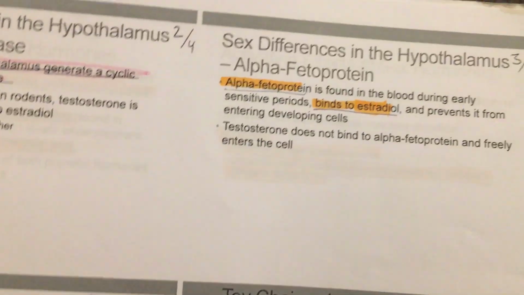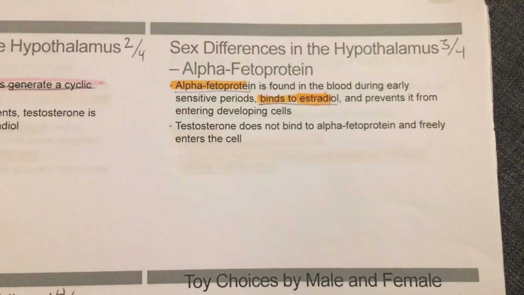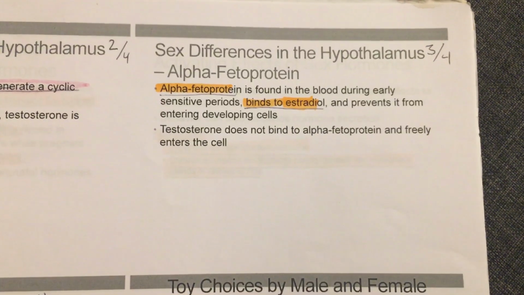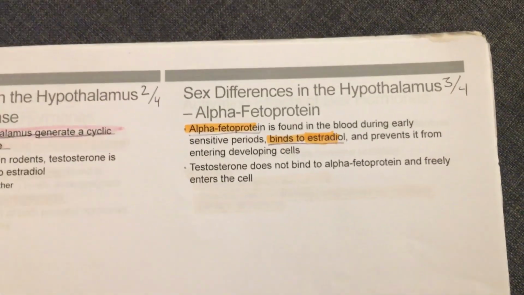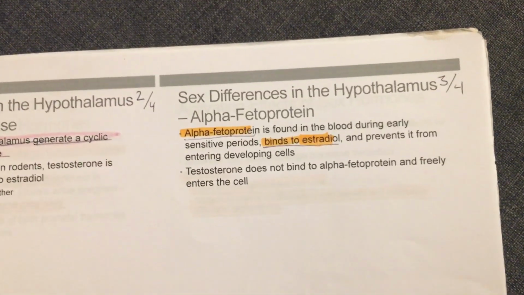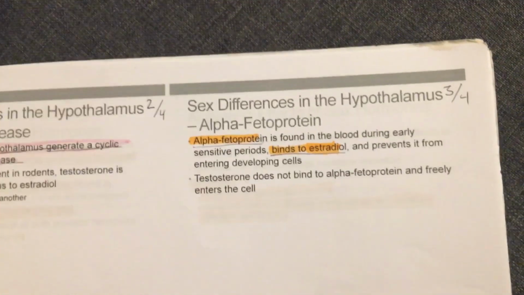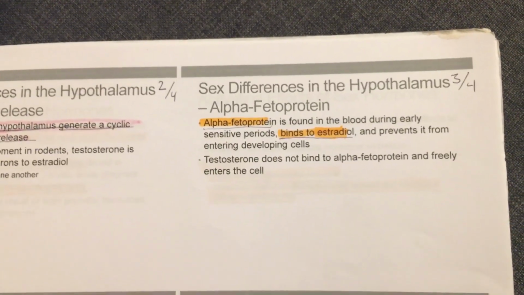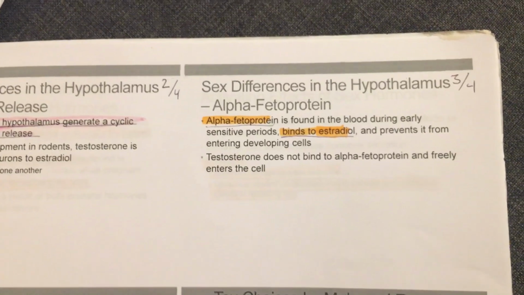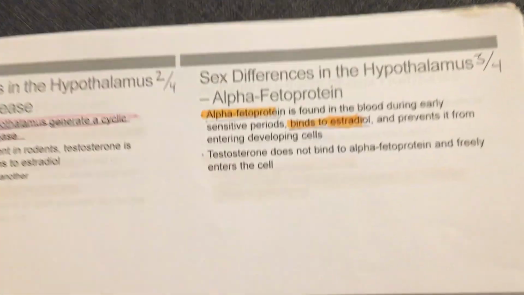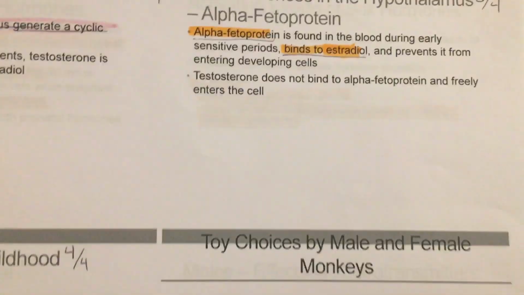Chemically similar to one another. Sex differences in the hypothalamus: alpha-fetoprotein is found in the blood during early sensitive periods. It binds to estradiol and prevents it from entering developing cells. Testosterone does not bind to alpha-fetoprotein and freely enters the cell.